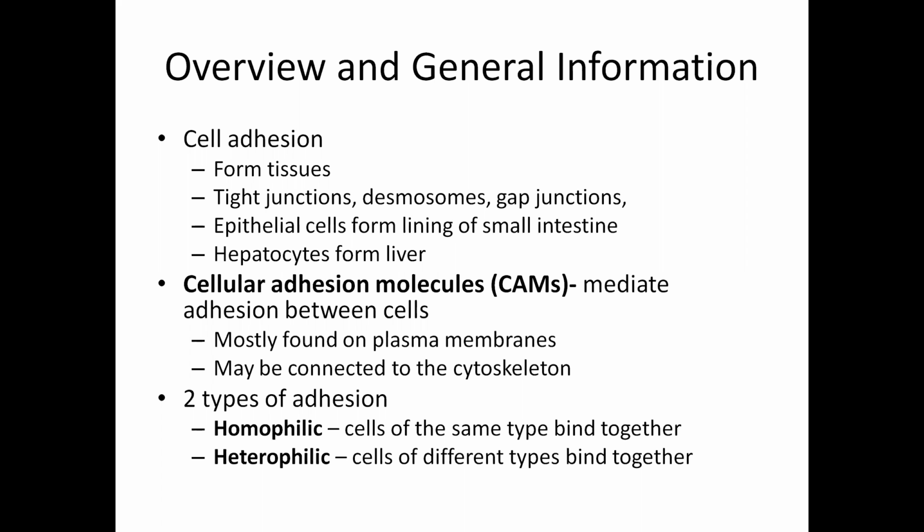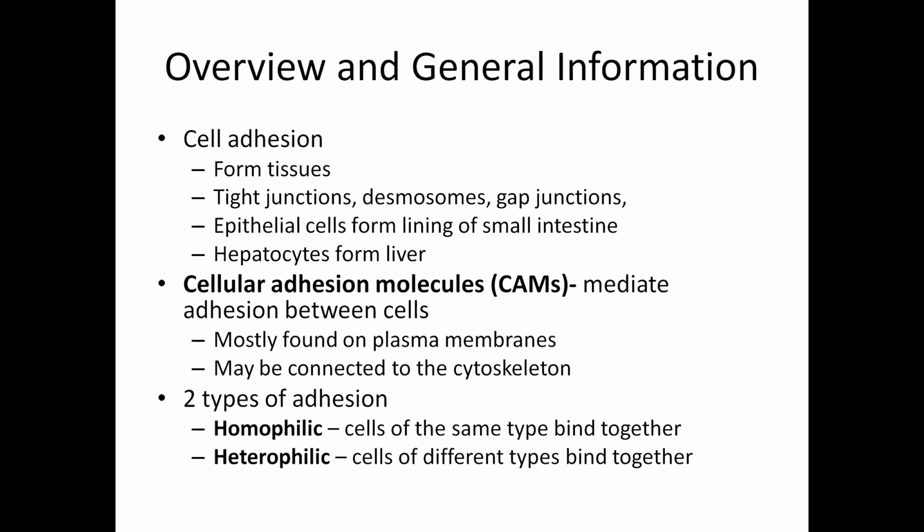So, cell adhesion is important for forming tissues. It's involved in the three different types of junctions: tight junctions, desmosomes, gap junctions, and other junctions used in humans. Some examples are epithelial cells forming the lining of small intestine and hepatocytes forming the liver organ. So cell adhesion is mostly mediated by cellular adhesion molecules, also known as CAMs. They're mostly found on plasma membranes, and they may be connected to the cytoskeleton.